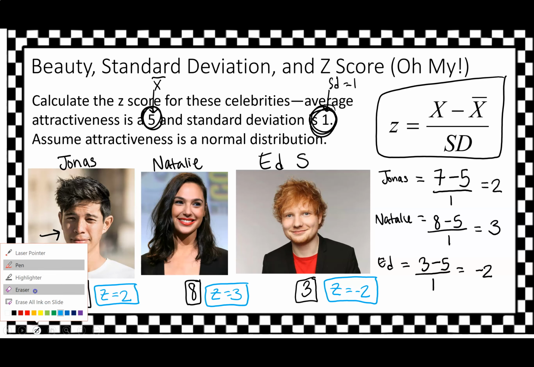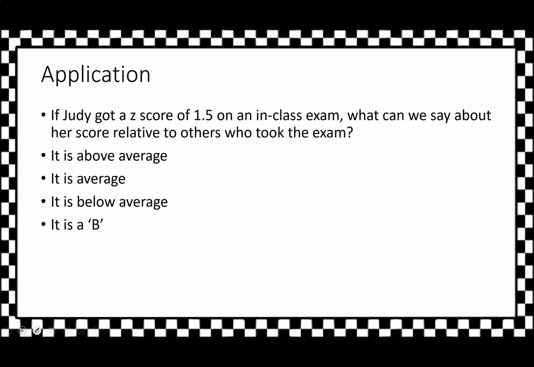All right, let's move forward. Let's answer this question. If Judy got a z-score of 1.5 on an in-class exam, what can we say about her score relative to others who took the exam? Go ahead and pause this video and put a check mark next to the ones you think are true and X next to the ones you think are false.